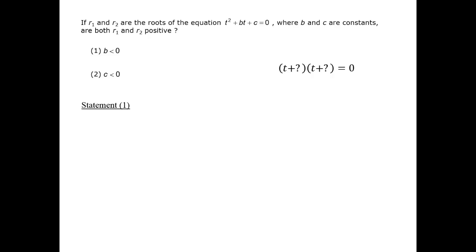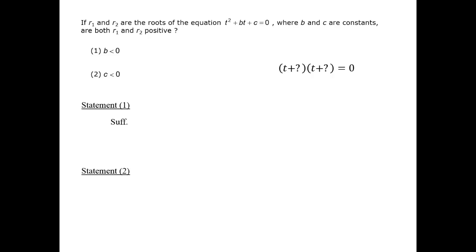Statement 1 tells us that b is negative. That means the roots must sum to a negative number. That means that in one possible case, one of them might be positive and one negative. In another case, both might be negative, but they cannot both be positive, otherwise they wouldn't sum to a negative number. Therefore, we can definitively answer the question posed in the negative. Statement 1 is sufficient.